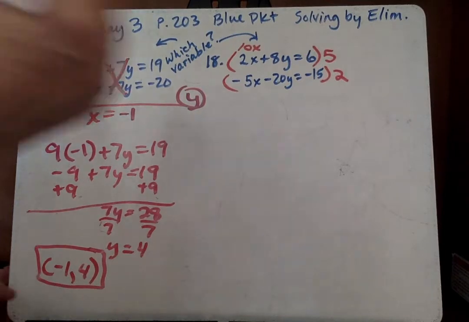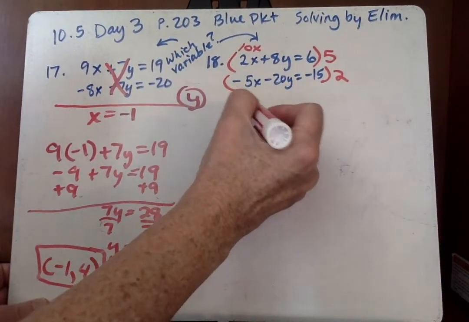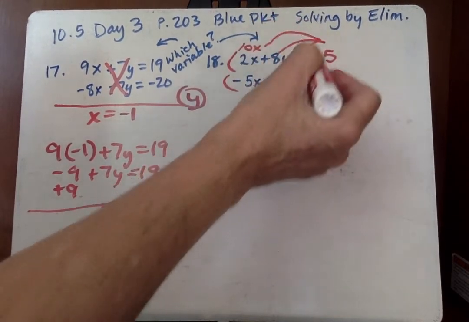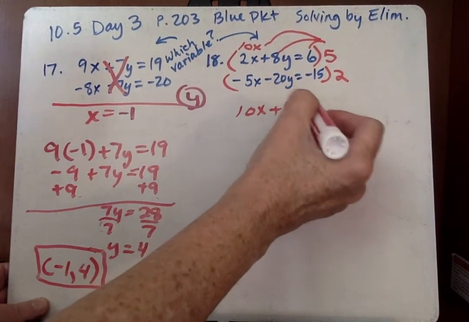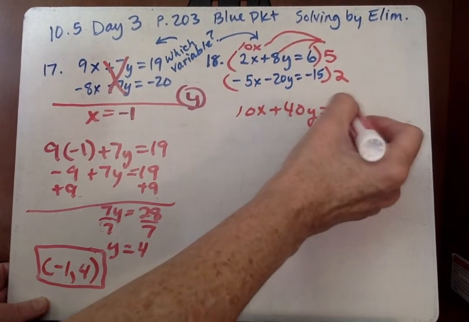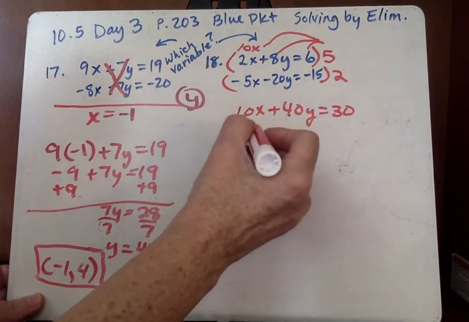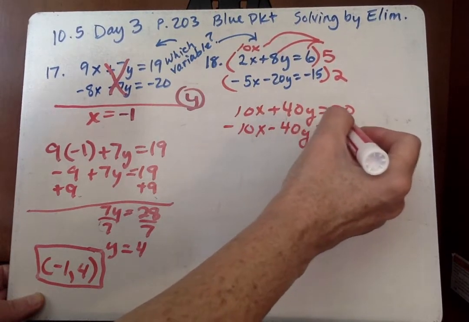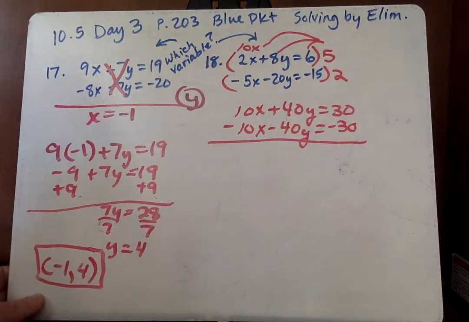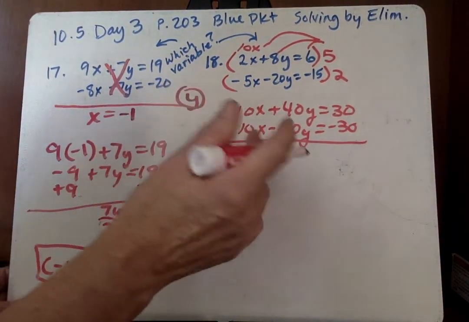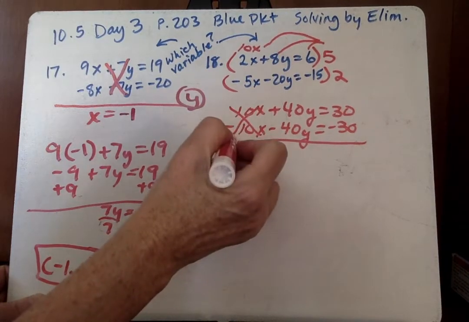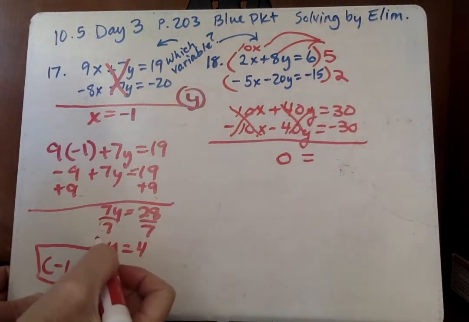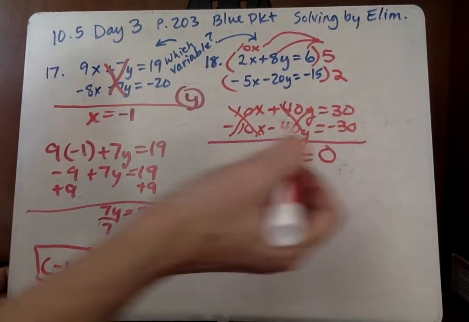Okay, so when I multiply them, 5 times 2x is 10x plus, and again, remember you're multiplying every single term by the 5. 40y equals 30. And then I get -10x minus 40y equals -30. Okay. So when I add these together, the x's go away. Oh, the y's go away. So we're left with 0. And 30 minus 30 is 0. Where did the variables go?